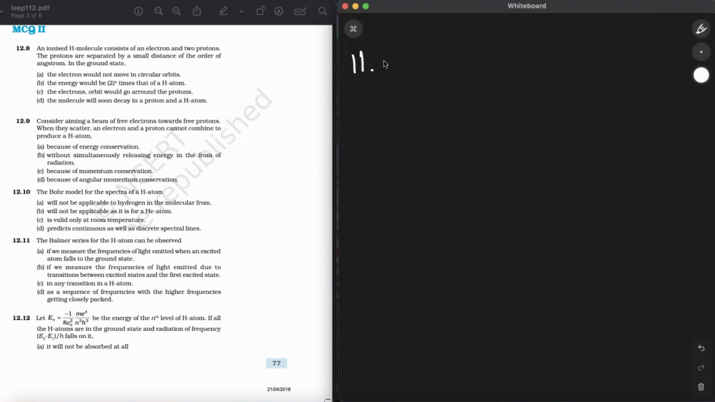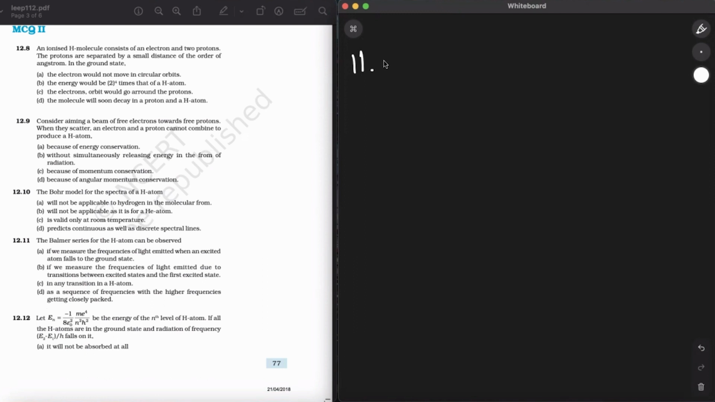The Balmer series for the hydrogen atom can be observed if you measure the frequencies of light emitted when an excited atom falls to the ground state. This statement is incorrect because the various lines in atomic spectra are produced when an electron jumps from a higher energy state to a lower energy state. To observe the Balmer series, the electron should jump to the first excited state directly. So option 1 is incorrect.